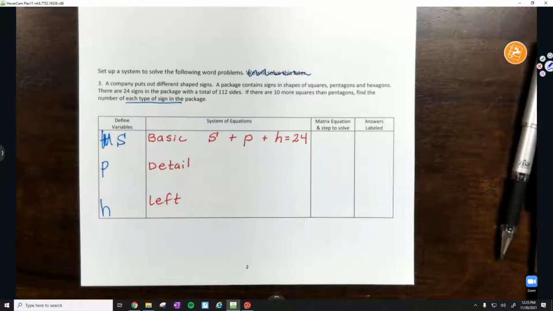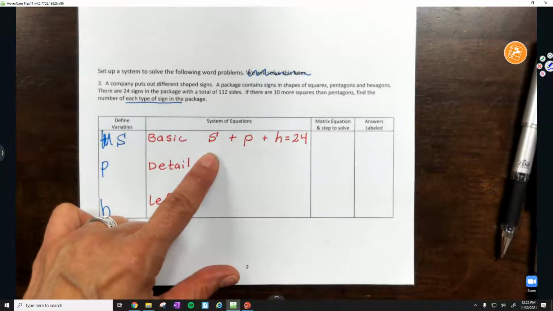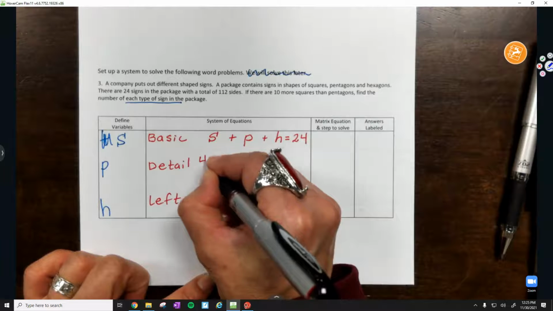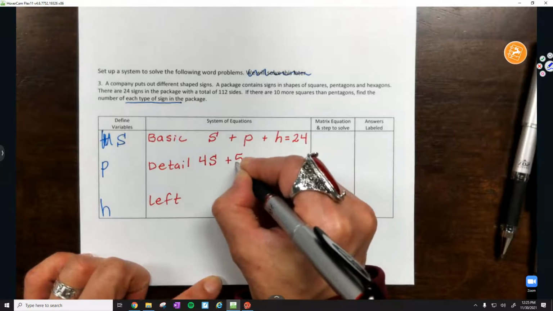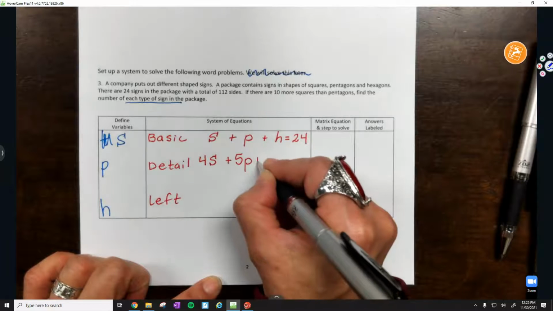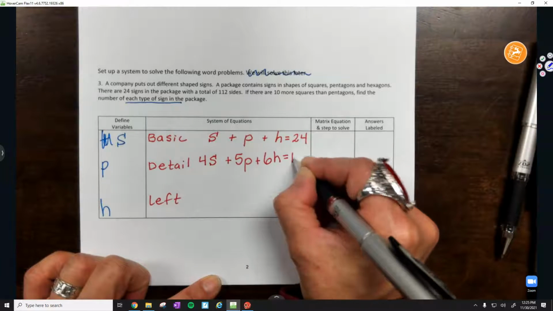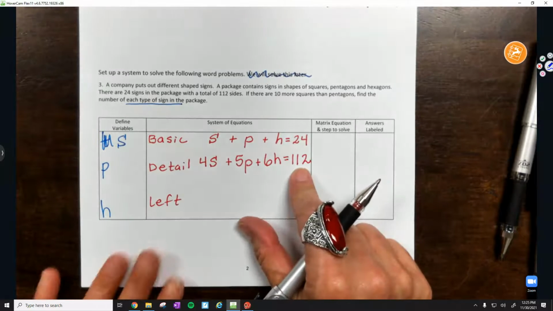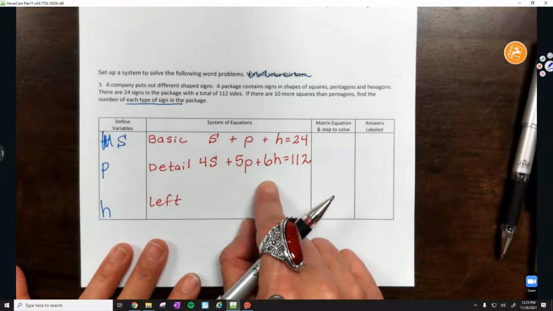But that 112 is detail. It's about the number of sides. So what kind of detail do you know about a square? 4 sides. Good. So this is going to be sides for a square plus sides for a pentagon plus sides for a hexagon equals total number of sides. If I'm talking about sides, I have to provide the detail about the sides for each unknown.